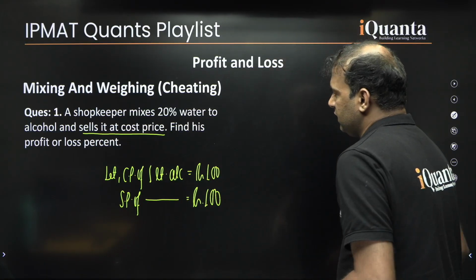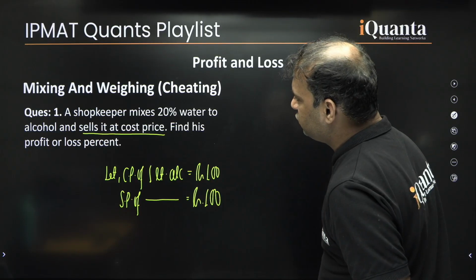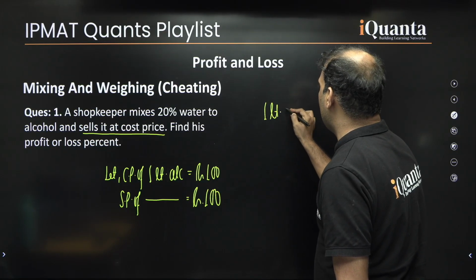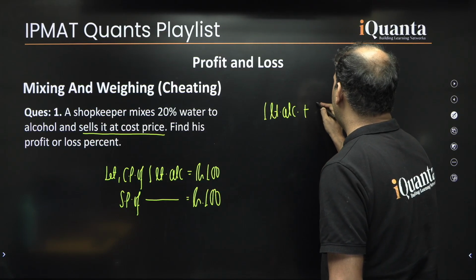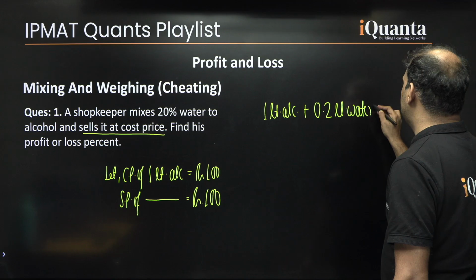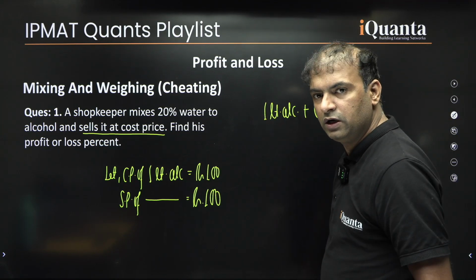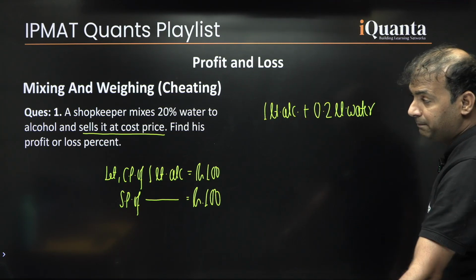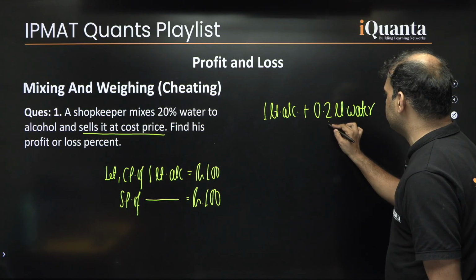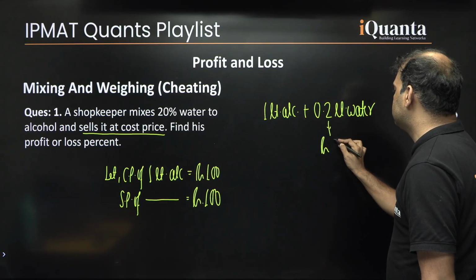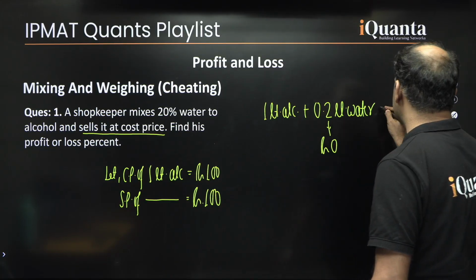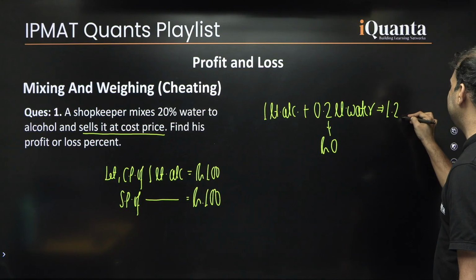All right, moving next. Now what is happening here? He's mixing 20% water to the alcohol. So let's say he is mixing 1 liter alcohol with 0.2 liter of water. Why 0.2 liter of water? Because 20% water should be mixed to the alcohol. Simple, right? And as I said, water comes at price 0. So what is the total mixture, guys? The mixture is 1.2 liter, all right?